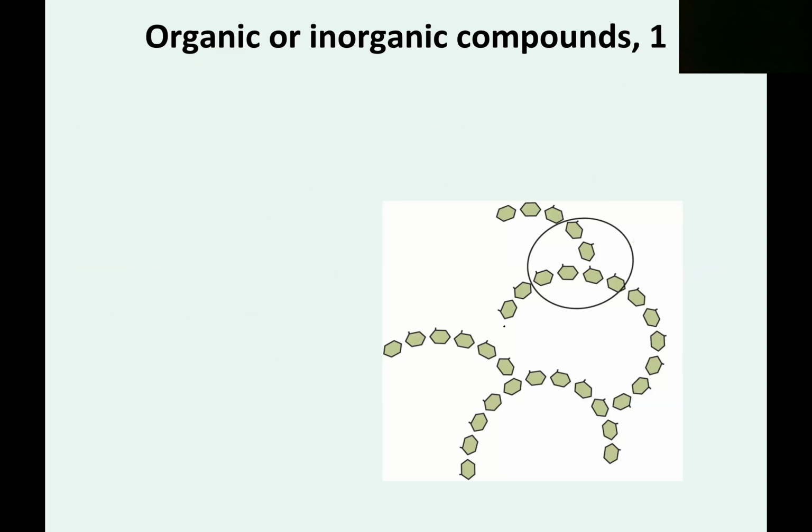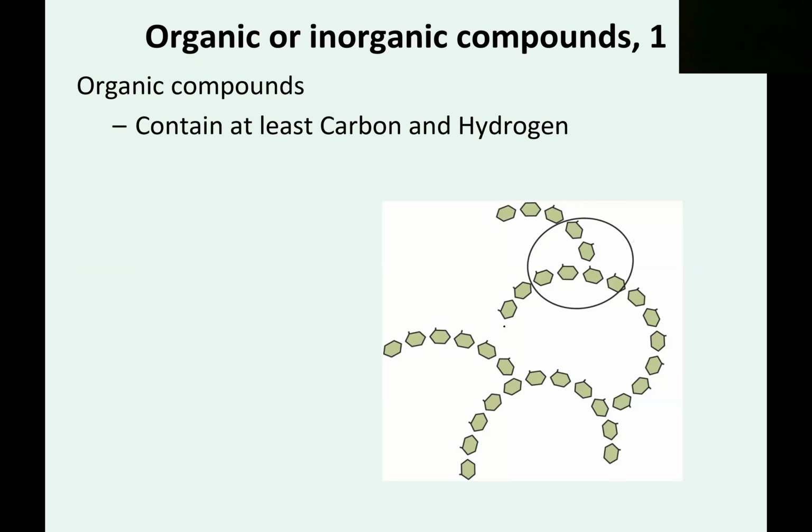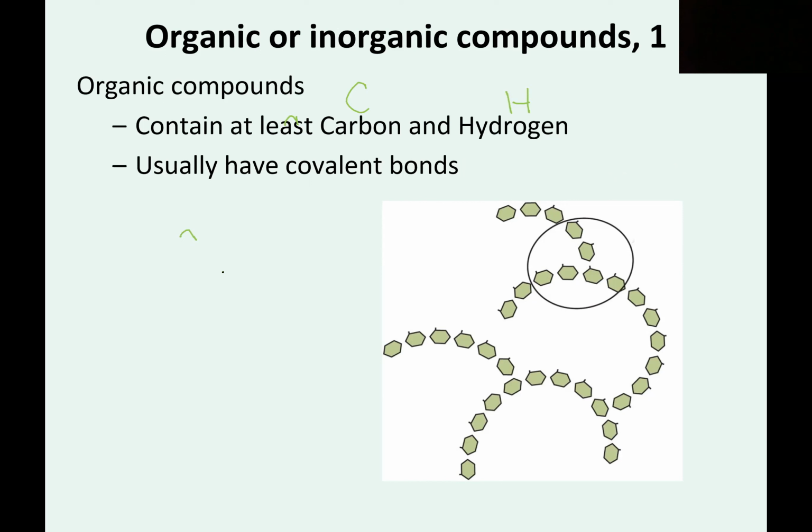Okay, organic compounds versus inorganic compounds. Organic compounds typically contain carbon and hydrogen. They can have other elements, but those are the minimum. Carbon and hydrogen. And yes, you can use the chemical symbols for carbon and hydrogen. That's acceptable. They usually, but not always, have covalent bonds because carbon needs 4 bonds and it typically shares.